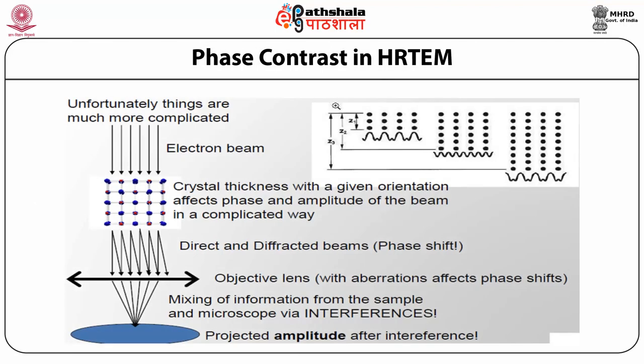Phase contrast in HRTEM: crystal thickness with a given orientation affects the phase and amplitude of the beam in a complicated way. The direct and diffracted beams have a phase shift. With that, mixing of information from the sample and microscope via interference will develop a high-resolution image, and the projected amplitude after interference will give the final output.